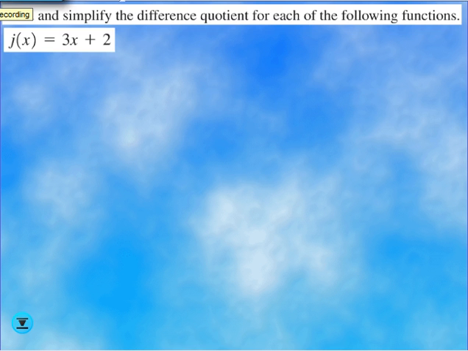Okay, here we go. First problem. Find and simplify the difference quotient for each of the following functions. We will start with j of x here. And again, that j, that's simply a function name. It could be j, k, l, m, n, o, p, any letter there, except for maybe x. That'd be confusing to have x of x.